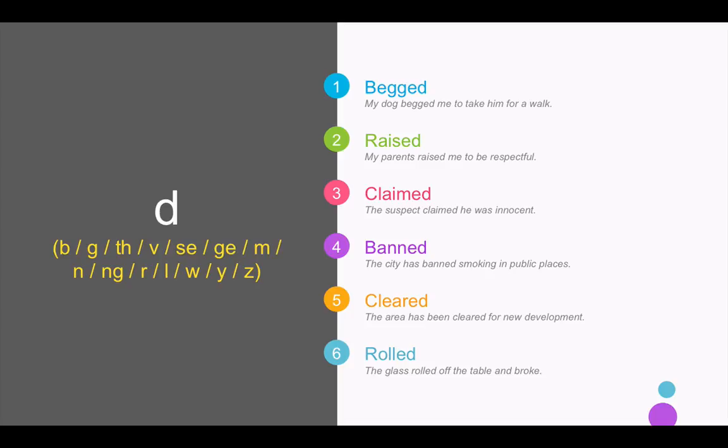Raise, "d," raised. My parents raised me to be respectful. Claim, "d," claimed. The suspect claimed he was innocent. Banned. The city has banned smoking in public places. Cleared. The area has been cleared for new development. Rolled. The glass rolled off the table and broke.